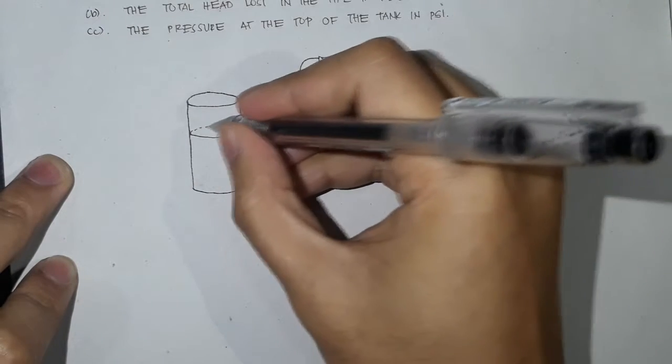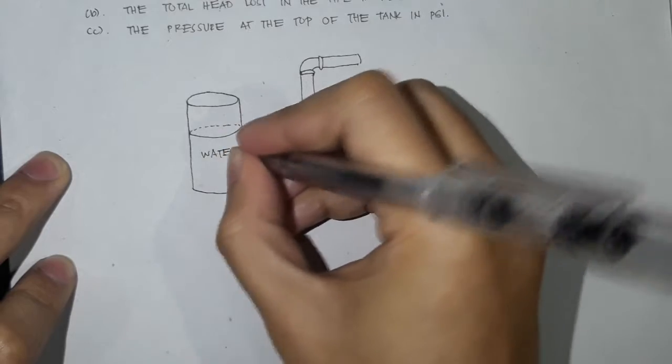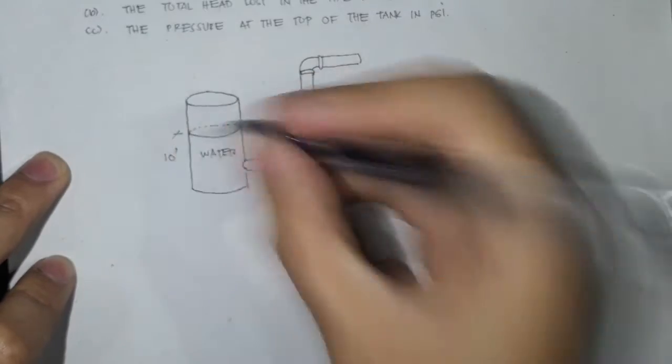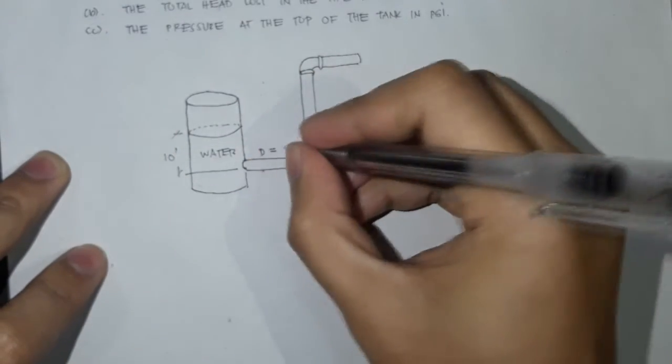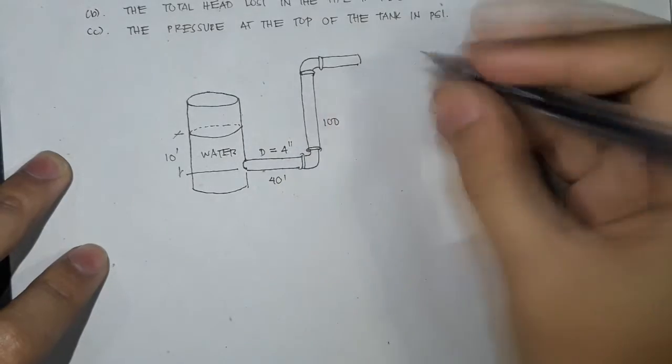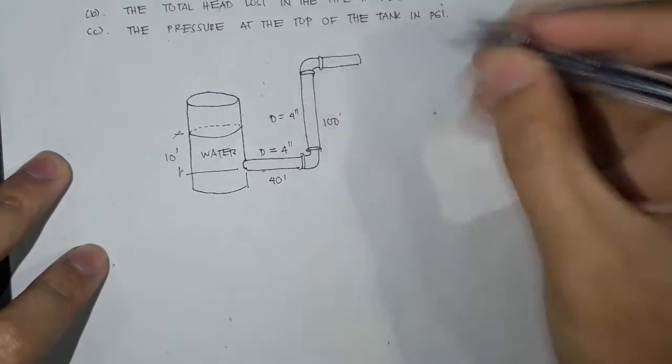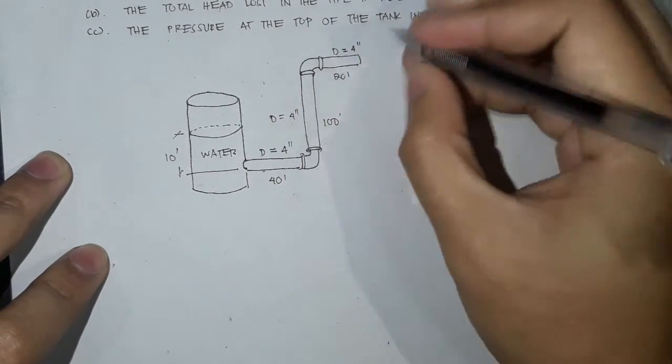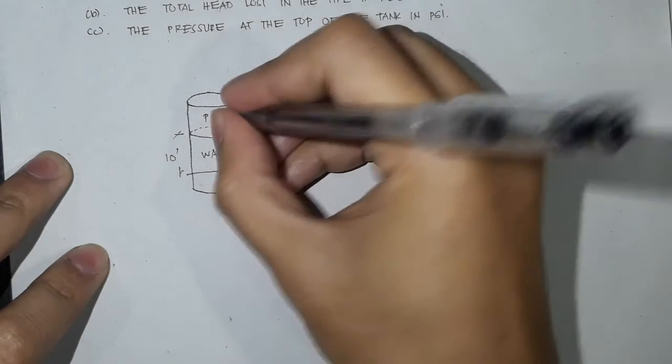The water surface is 10 feet above the center line of the pipe. Given the same diameter of the pipe, which is 4 inches, the length of pipe 1 is 40 feet, pipe 2 is 100 feet, and pipe 3 is 20 feet.